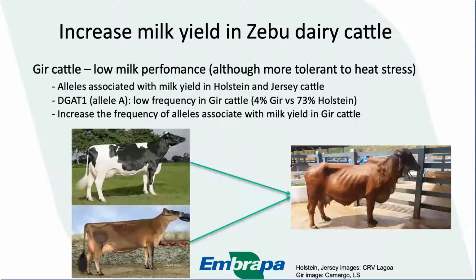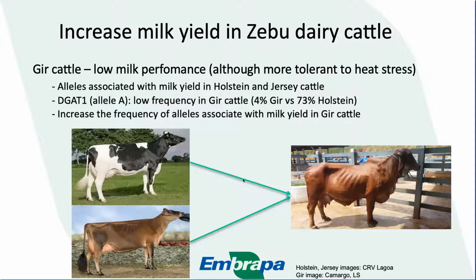On the other side, we also want to use genome editors to increase the milk yield in zebu dairy cattle. As I said, on the right side, we have here the Gyr cow. It's very adapted to our environment here, to the high humidity and temperature. But the milk production performance, despite a breeding program that has been running for the last 10, 20, 30 years, is still low in Gyr cattle. So what we want to do is to move alleles that were associated with milk production in Holstein and Jersey cattle, and move those alleles to Gyr cattle.